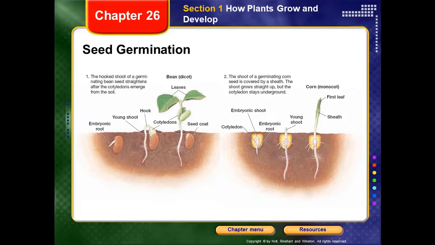From this picture, you can see the seed germination, how bean and corn are growing and cultivating the plant. In the first picture, you see the hooked shoot of a germinating bean seed straighten after the cotyledon emerged from the soil. And in the second picture, you see the shoot of a germinating corn seed is covered by a sheath. The shoot grows straight up, but the cotyledon stays underground.